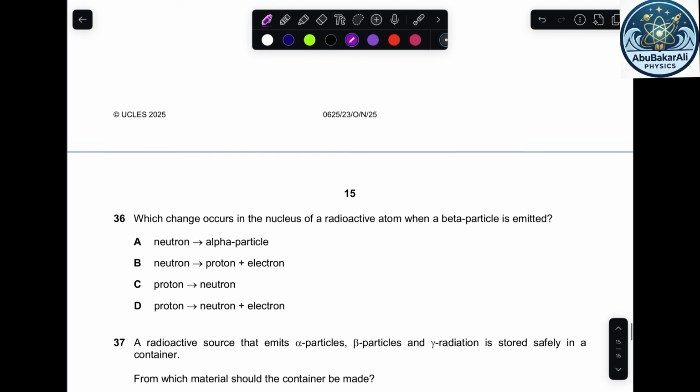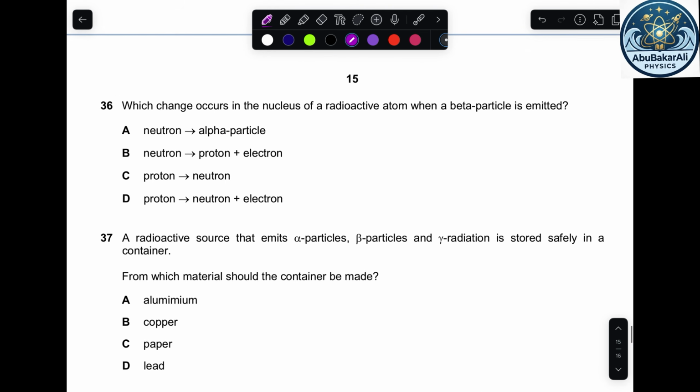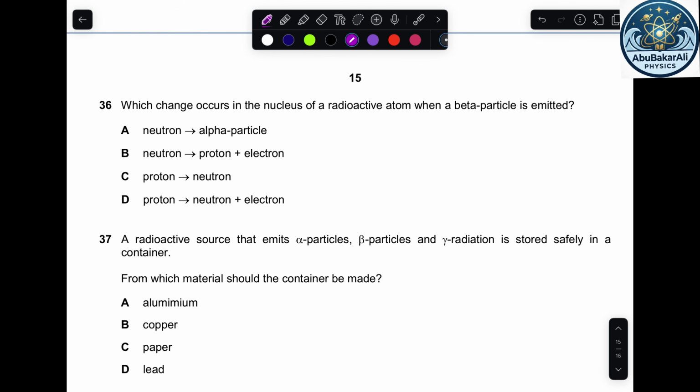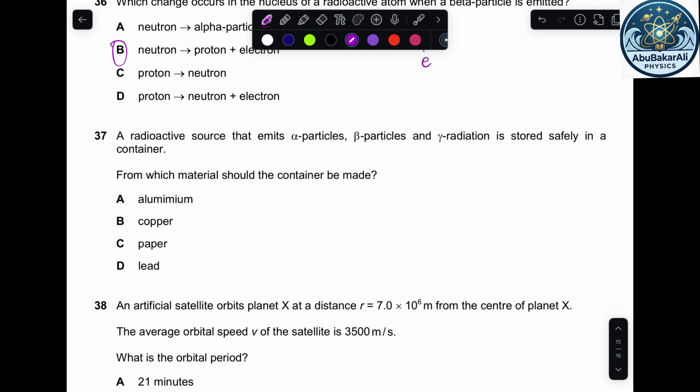Question 36. Which change occurs in the nucleus of a radioactive atom when a beta particle is emitted? So in beta emission, a neutron is replaced by a proton. Neutron breaks down into proton and electron. It's option B. Question 37, a radioactive source that emits alpha, beta, and gamma is stored safely in a container. Which material should the container be? It should be lead.